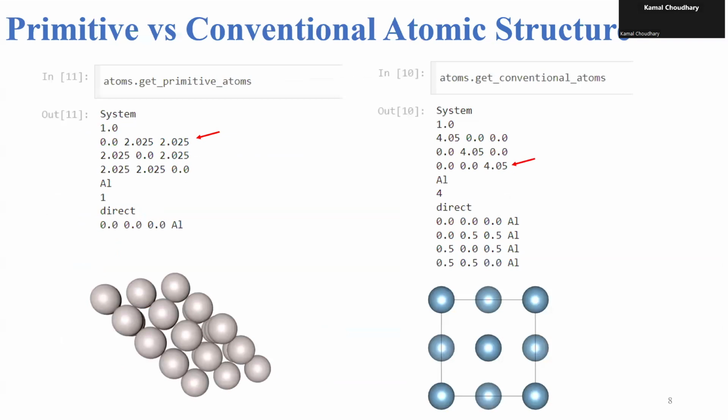Now, I also wanted to point out there are different types of crystal structures, something called space groups, point groups, crystal symmetry, and so on. We'll not go into detail on this, but I do want to point out that there are primitive atoms and conventional atoms. Primitive atomic structure is basically the smallest number of atoms that the material can be reduced to. Here you can see aluminum has only one atom in the unit cell, and you can make a replica of it to make a supercell.